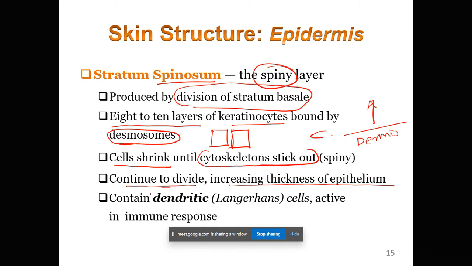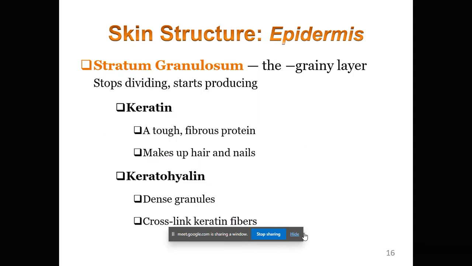So they contain dendritic cells, which are also known as Langerhans cells, which play an active role in the immune response. Okay, immune response or immunity, they are part of the first line of defense. That means these cells protect us or our inside organs from the attack of bacteria or viruses which try to get into the skin, inside the body.